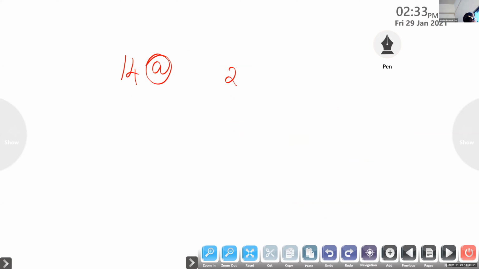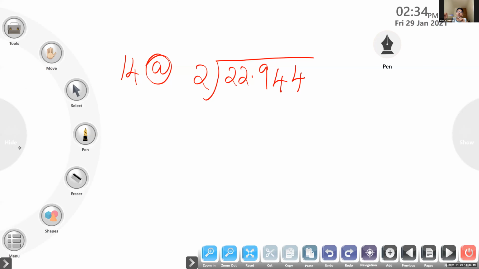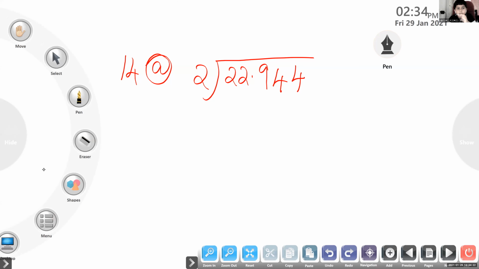22.9. Ma'am, can Angelina tell, ma'am? 22.94. Ma'am, I divided by 2. Alok has to say this. Alok, can we do 14th one B also together? Yes, Alok.